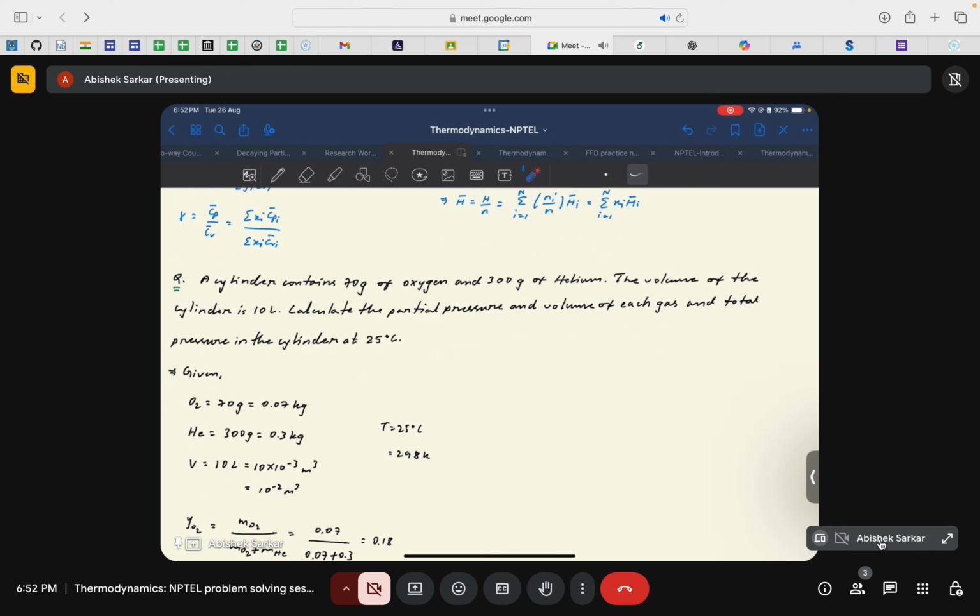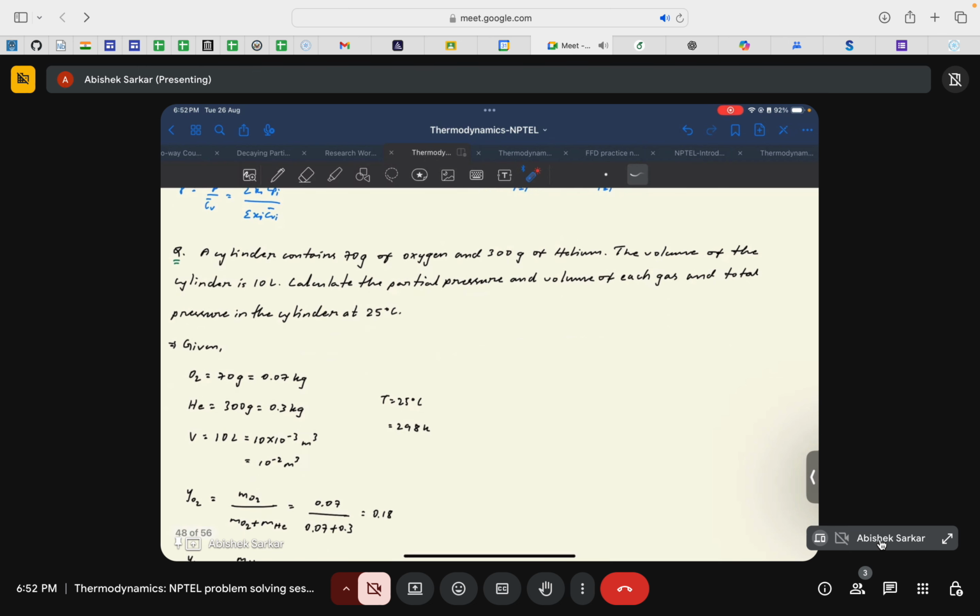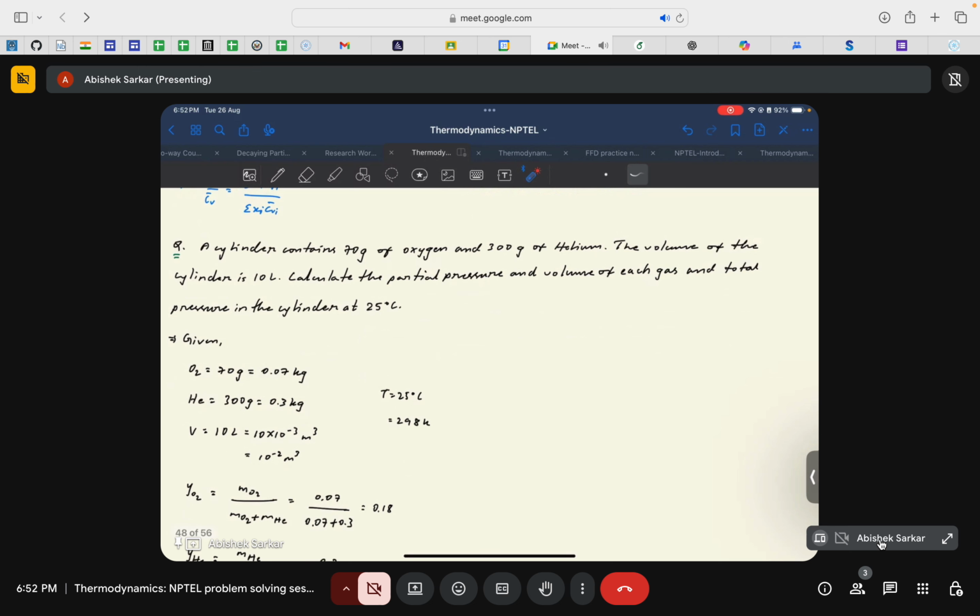Okay, so good practice. Then the volume is 10 liters, and I want to deal with meter cube, so let us convert it into meter cube. So 10 liter will be equal to 10 to the minus 2 meter cube, because 1 liter is 10 to the minus 3 meter cube, or 1 meter cube is 1000 liters. So with that relation we can find this. And temperature is given to be 298 Kelvin.